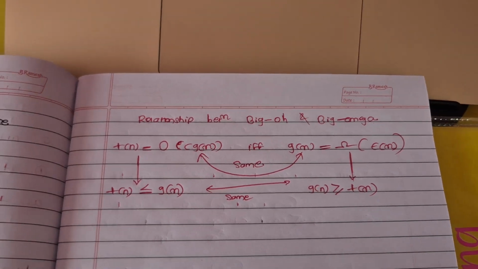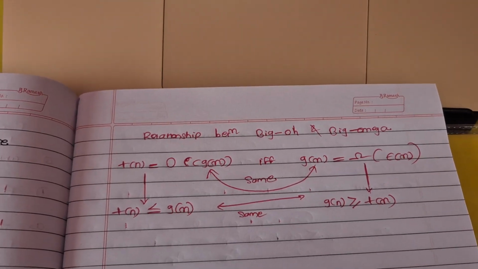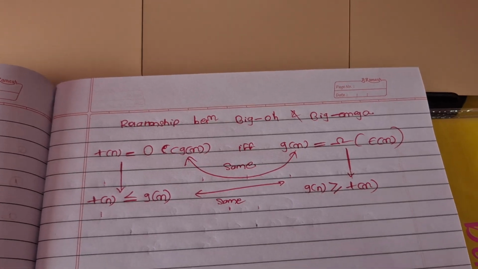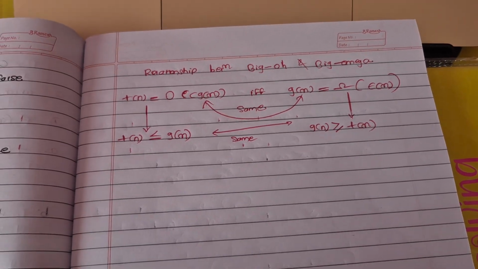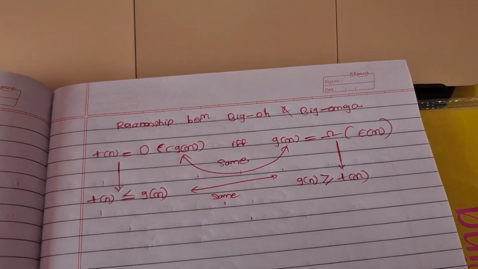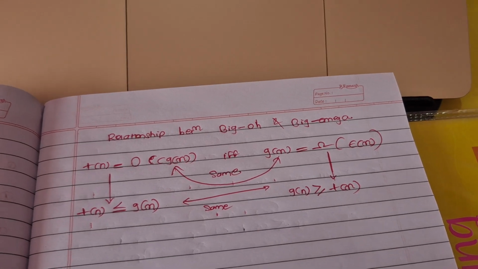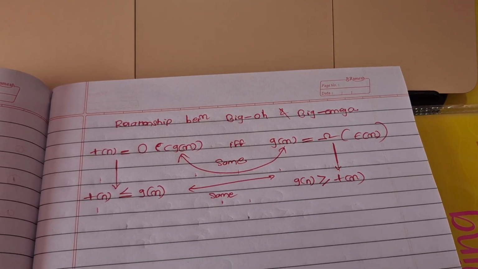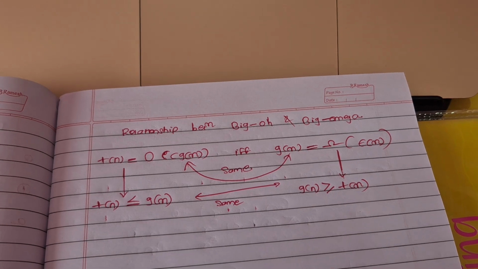So there is a relationship between big O and big omega notation. We know that for big O, it's T(n) less than or equal to g(n), and for big omega we just saw T(n) is greater than or equal to g(n), and g(n) is less than or equal to T(n), which is the same. That's what they have mentioned here.